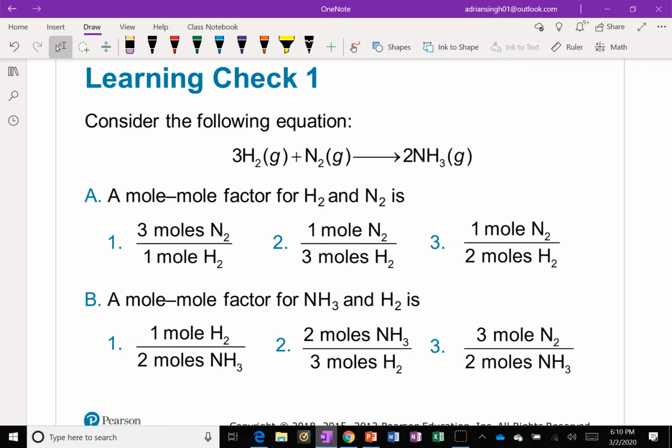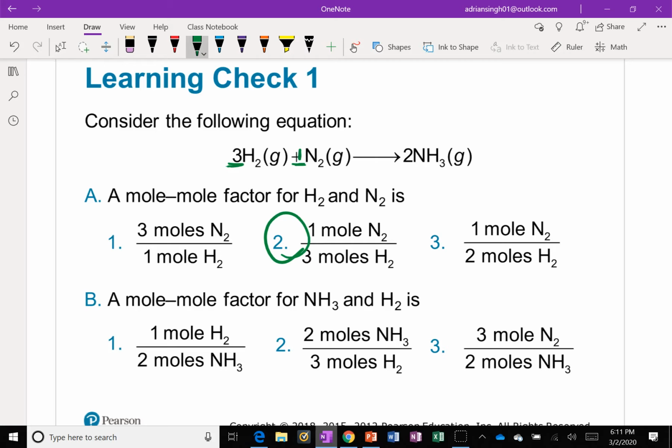All right, so what would be a mole-to-mole factor for the H2 and N2? H2 and N2, what's the mole-to-mole ratio? 1, 2, or 3? All we're doing is taking the coefficient, right? So we have 3 moles of hydrogen for every 1 mole of N2.